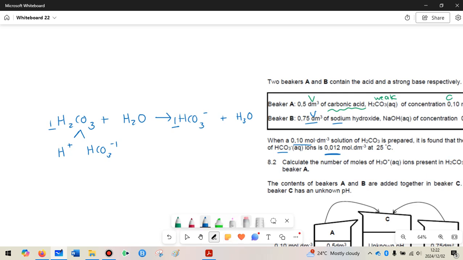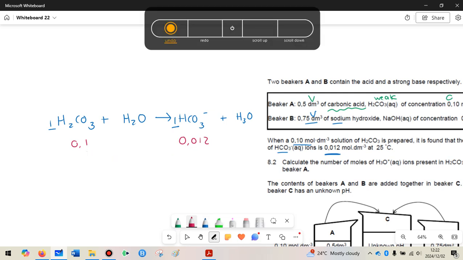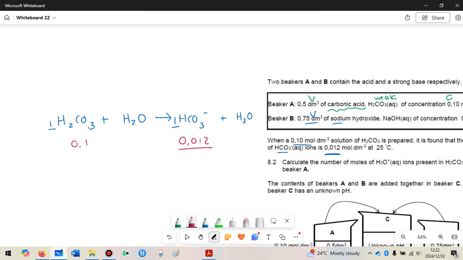Now, they have just said that the concentration of the acid was 0.1 mole per decimeter cubed, and yet the concentration of the hydrogen carbonate is 0.012 mole per decimeter cubed. So a lot smaller because this is not strong. So it doesn't break up completely, it doesn't ionize completely. So this concentration is a lot smaller than this concentration. Which is why they had to give us the concentration. They couldn't ask us to predict it because it wasn't strong.